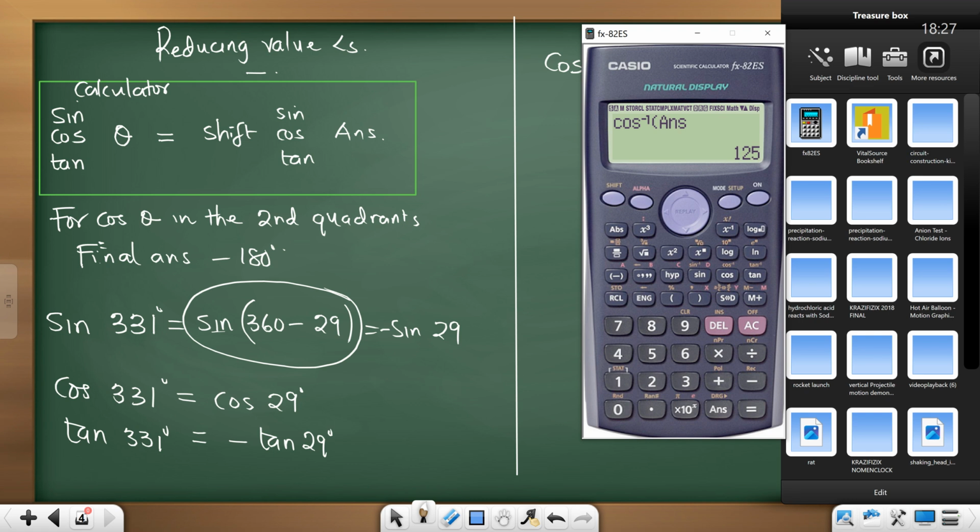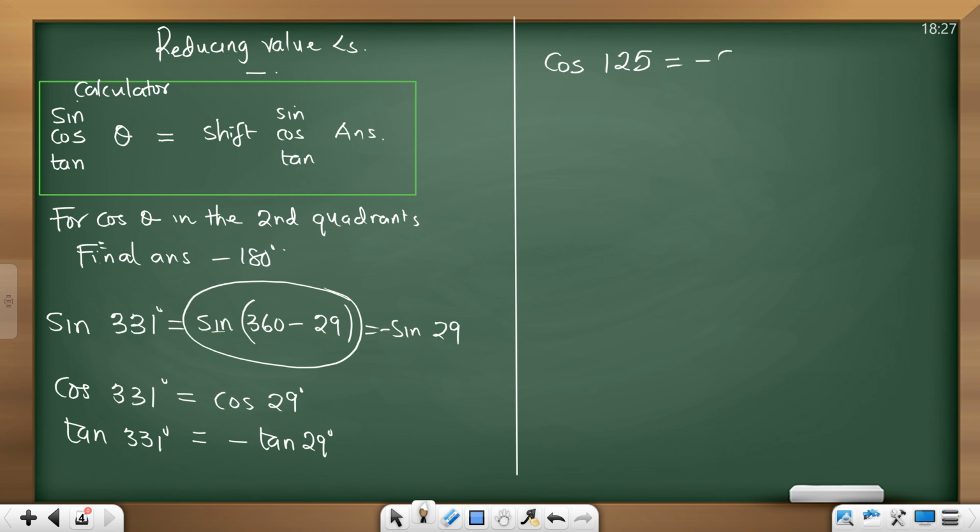Yes, sir. But then I said for cos theta in the second quadrant, do you see it's going back to 125? But I want my answer to be less than what? 90. What do I say? Final answer minus 180. Negative what? 55. So my answer is negative cos 55 degrees. Anybody with a question? Because I want us to go get some quick marks now. No question, right? Let's get 6 marks, 7 marks, chop chop.